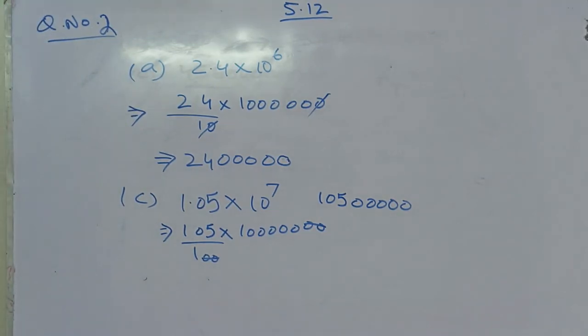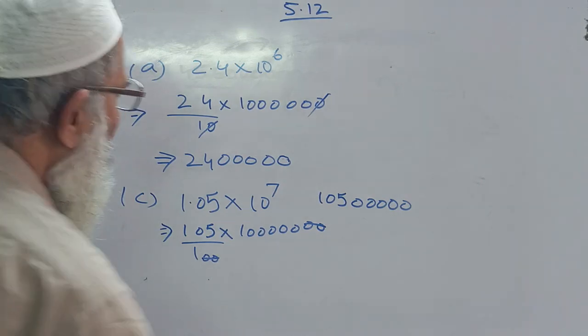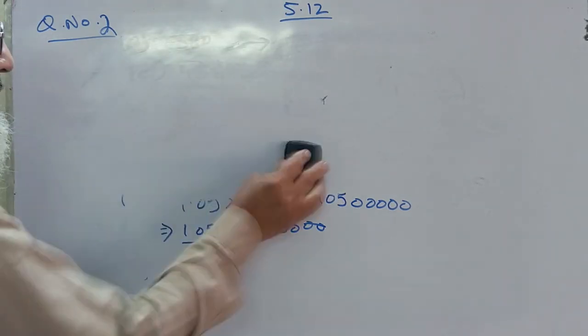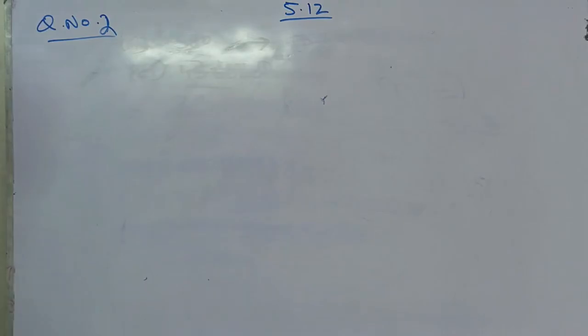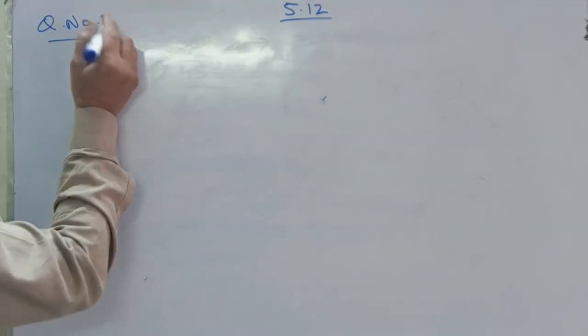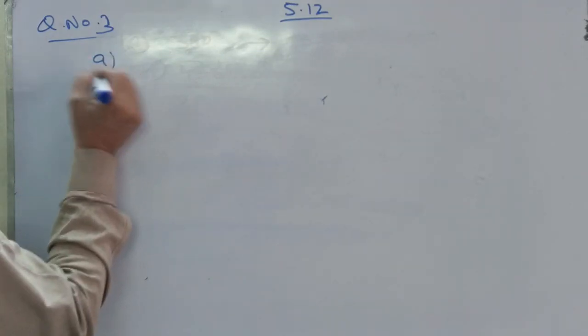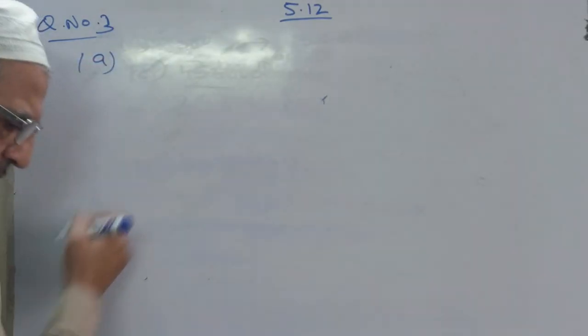So rest are the same. I hope you would have understood how to change from standard form to normal form, or from scientific notation to normal, or from normal to scientific notation, vice versa. Now I am going to solve a question which is given as to simplify them. Now question number 3 is ahead of us. Question number 3 part A.